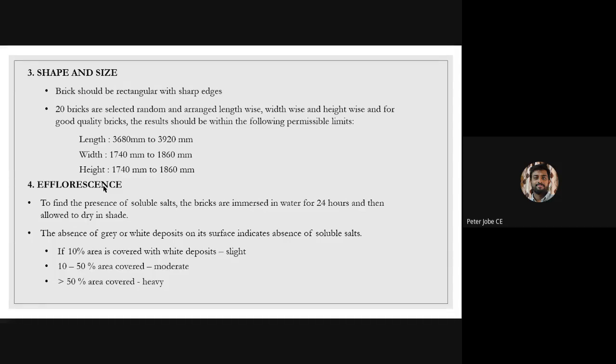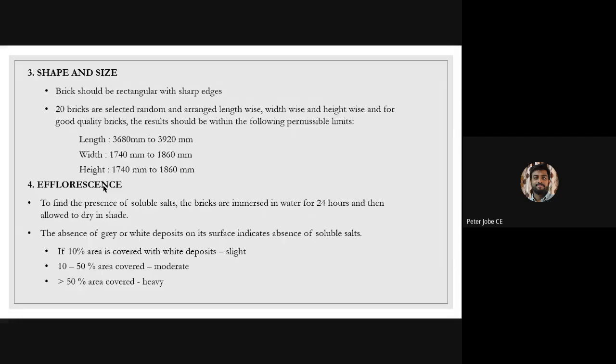Next is efflorescence. What we do is we will again immerse the bricks in water. We'll take a few bricks from a given sample, and then we will immerse them in water for 24 hours, and then we will take them out and see whether they have any white patches on the surface. If there are white patches present on the surface, we can assume that there are soluble salts inside the brick. So it will be harmful if we use that brick for construction of walls. What happens is it will keep on absorbing moisture from the atmosphere, and it will always be damp.